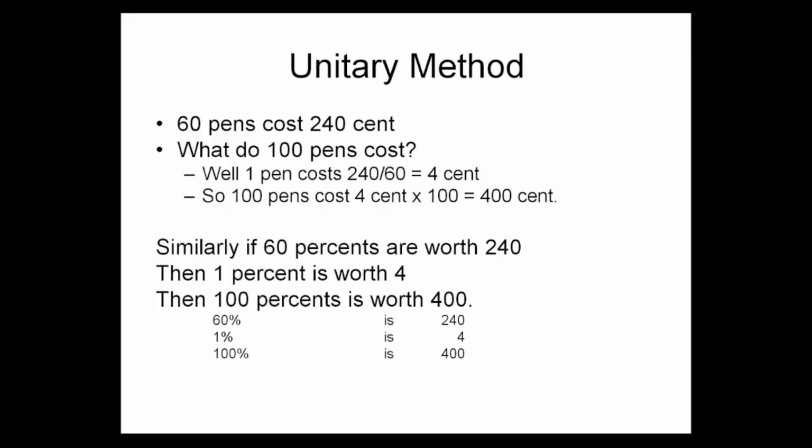If you don't like the idea of writing 60%, it's more meaningful to say 60% of the original value is 240, so 1% of the original value is 4, and 100% of the original value is 400. So 100% of the original value is the original value. That's what we're trying to find. So the original value is 400. That's using the unitary method.